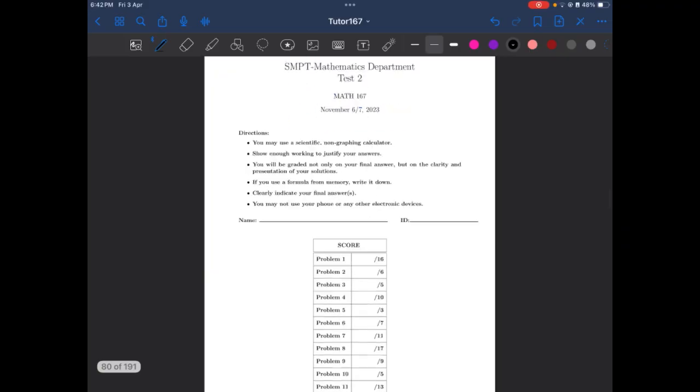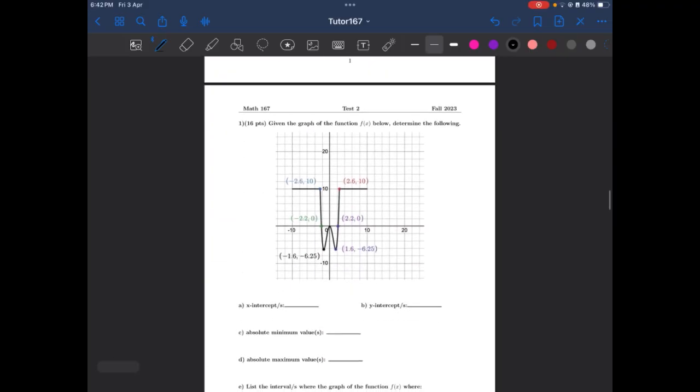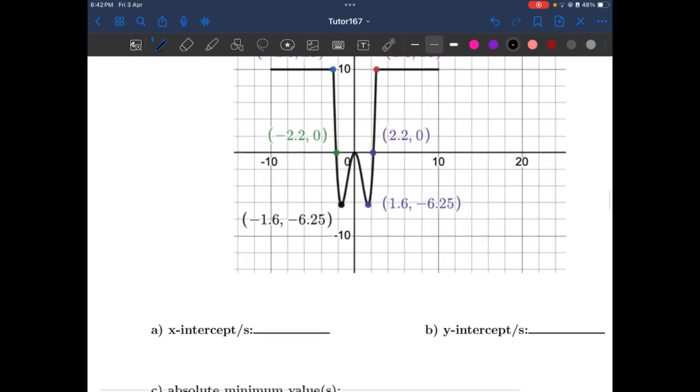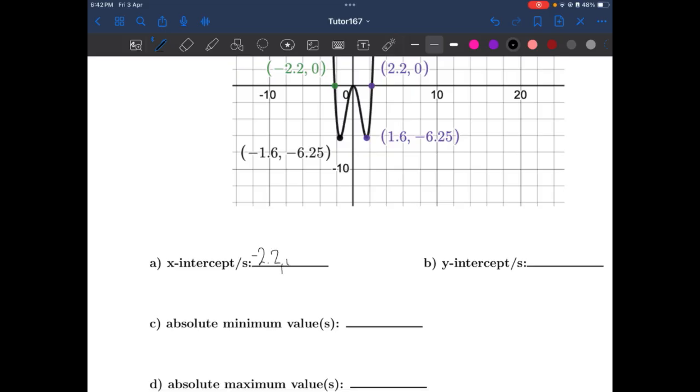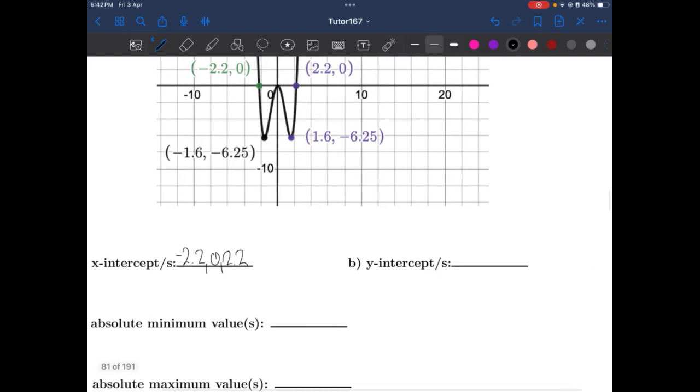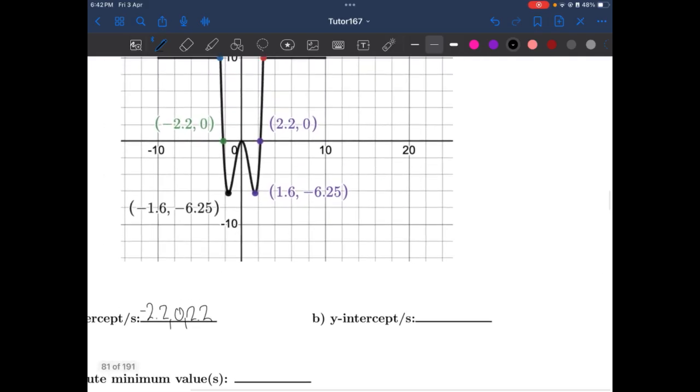Okay, so Math 167 Test 2, let's get right into it. Given the graph of the function f of x below, determine the following x-intercepts. We know the x-intercept is where the graph touches the x-axis, where y is 0. It does that at negative 2.2, 0, and then 2.2. See these points, and we list the x values: negative 2.2, 0, 2.2. Same thing for y-intercepts, except it touches the y-axis where x is equal to 0, and that only happens at 0.